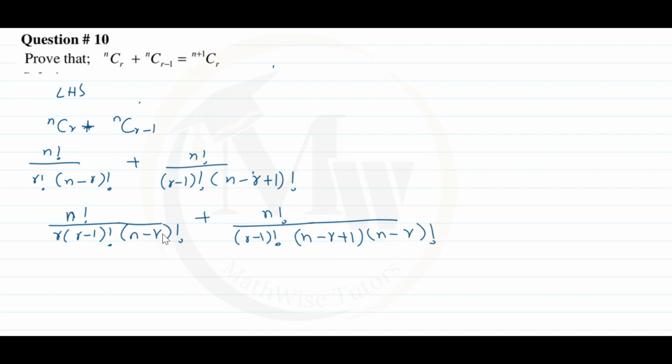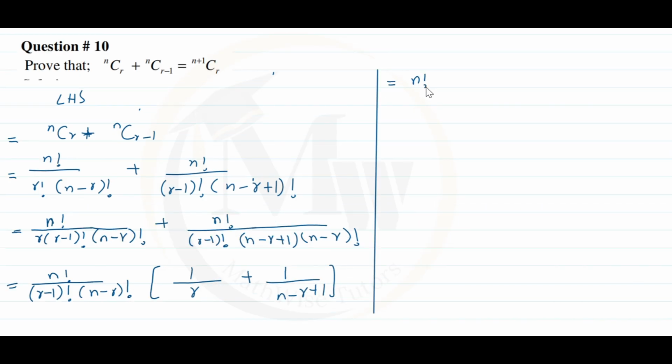Now from both terms, we take the common part, n factorial over (r minus 1) factorial times (n minus r) factorial, and the rest of the terms would be 1 over r plus 1 over (n minus r plus 1). Taking the LCM, it would be (n minus r plus 1 plus r) over r times (n minus r plus 1).